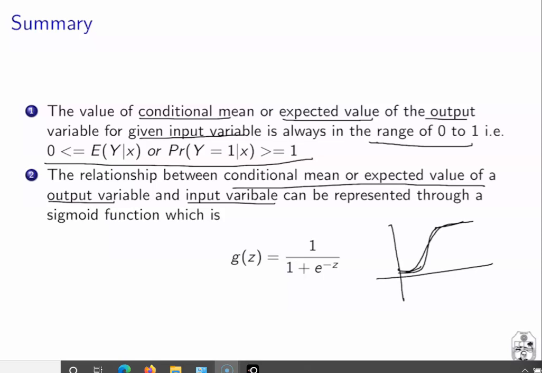And this sigmoid function, this graph, is denoted by the equation g of z equal to the reciprocal of 1 plus e to the power of minus z, and this value is always in the range between 0 and 1 for whatever the value of x. So these are the two important concepts that we are going to use to develop the logistic regression technique for binary classification.